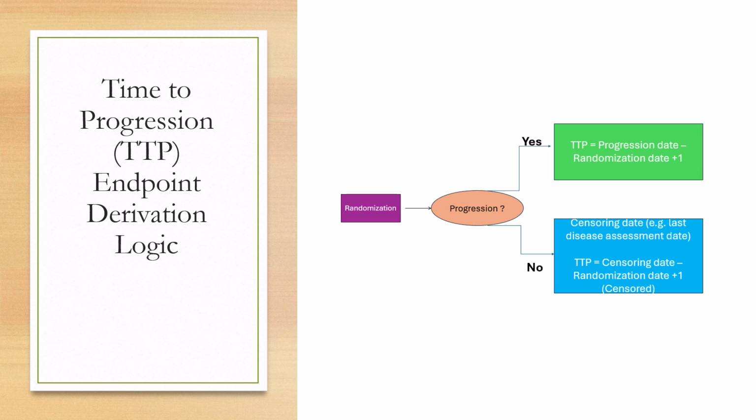The last step is how to calculate the time to progression. The TTP is calculated as the difference between the start date, that is the first dose date or the randomization date, and the date of progression, in case the progression happens. And in case of censoring, it will be the difference between the censoring date and the randomization or the first dose date, plus one.